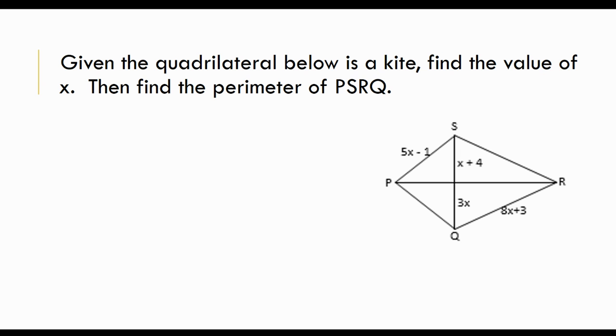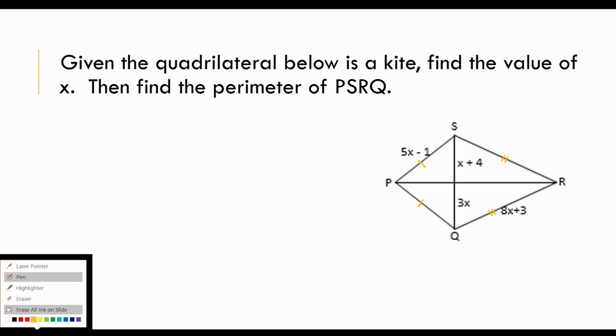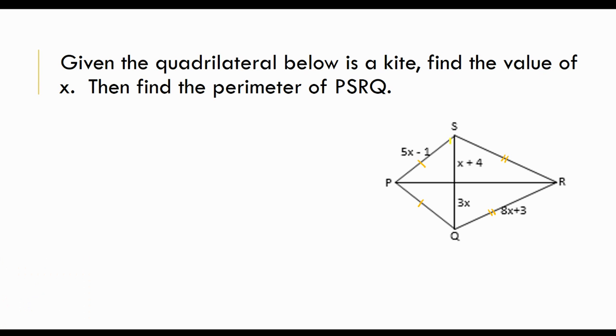Okay, so there's a lot of information going on in this, but when we're talking about a kite, remember the definition is that we have 2 disjoint consecutive sides congruent. Obviously this 5x minus 1 is not going to be congruent to the 8x plus 3, but it's going to be PS and PQ that are the consecutive disjoint sides congruent, and same thing with SR and QR.